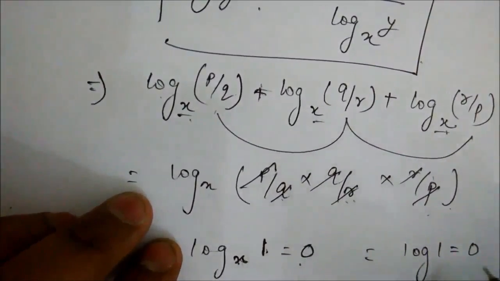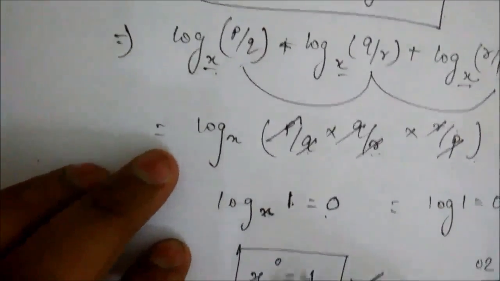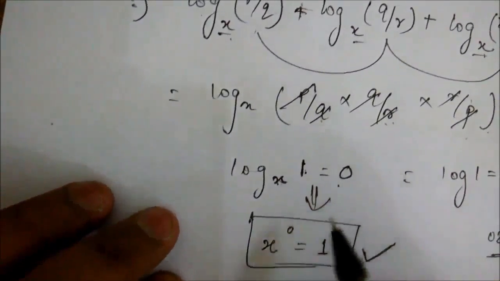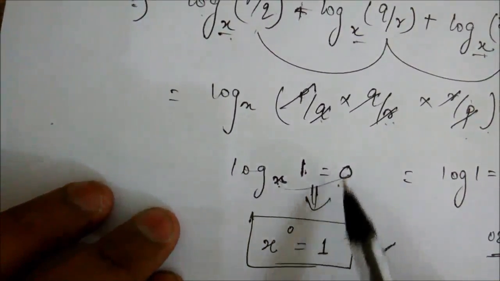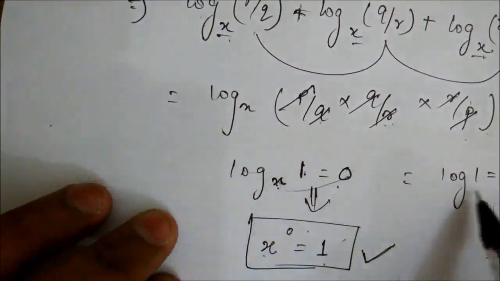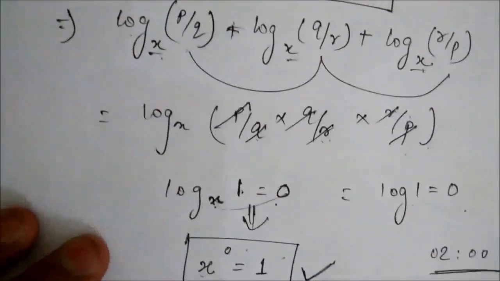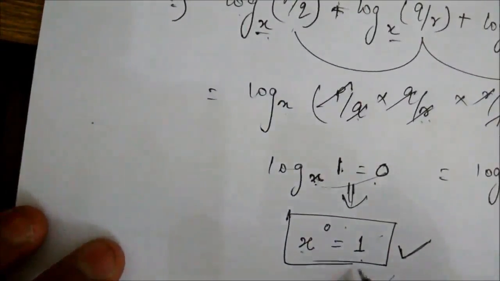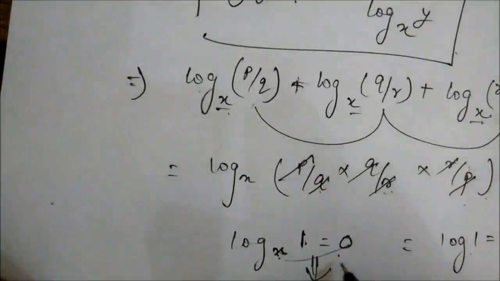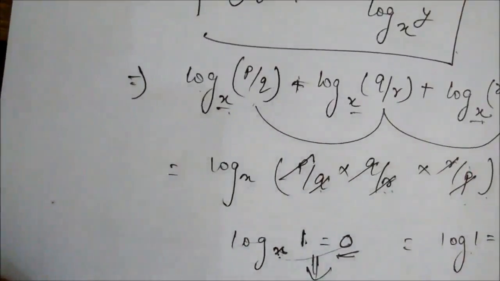And we always know that log 1 is equal to 0, and this can be verified if you want to prove this, that x to the power 0 is equal to 1. So log 1 is equal to 0. So the answer for this solution is 0.